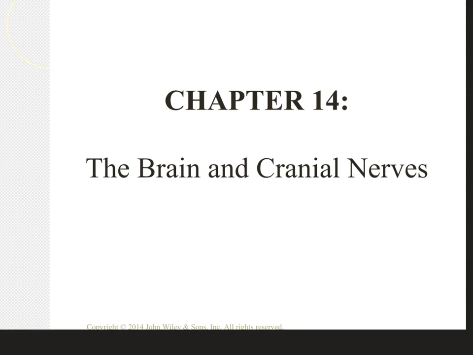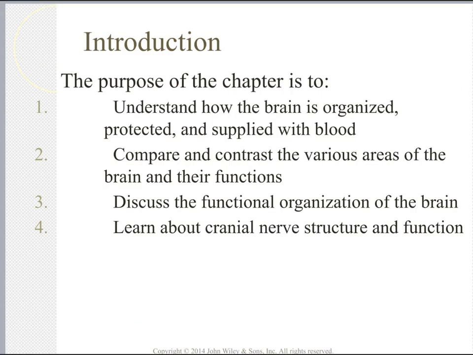Chapter 14, the Brain and Cranial Nerves. The purpose of this chapter is to help us understand how the brain is organized, how we protect it, and how we nourish it when we supply it with blood. We're going to compare and contrast the various areas of the brain and the functions associated with those areas. We're going to discuss the functional organization of the brain, and we're going to end this lecture discussing the cranial nerve structure, location, and function.